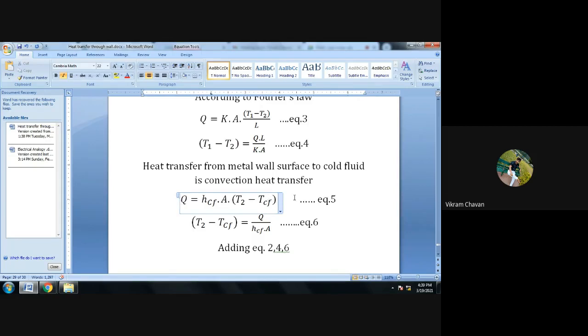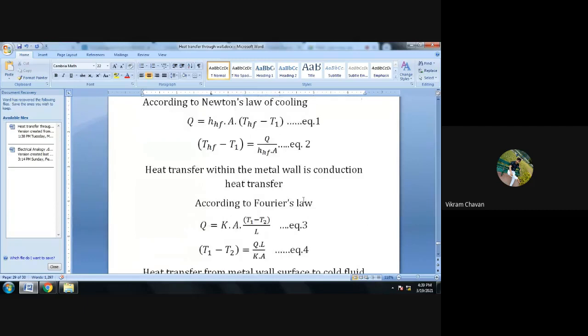Okay, so next we have to convert this equation in the form of a temperature difference, so that we keep T2 minus T suffix Cf on one side, and the remaining part we shift to the other side. So we will get the equation T2 minus T suffix Cf equal to Q divided by h suffix Cf multiplied by area. Okay, so that will be our equation number 6.